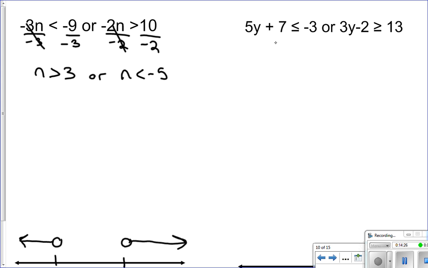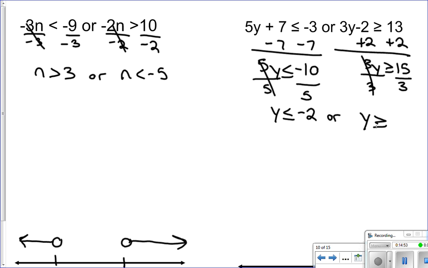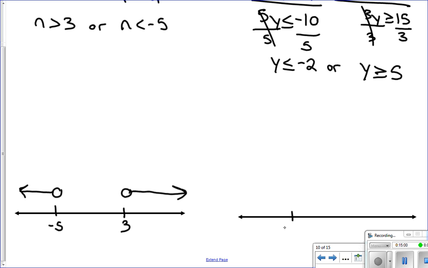5y plus 7 is less than or equal to -3. I'm going to subtract 7 from both sides. I get 5y is less than or equal to -10. Divide both sides by 5. y is less than or equal to -2. Or my second inequality, I'm going to add 2 to both sides, and I get 3y is greater than or equal to 15. Divide both sides by 3. y is greater than or equal to 5. So I'm going to graph this one, -2, 5, closed circle, shade to the right, open circle, shade to the left.